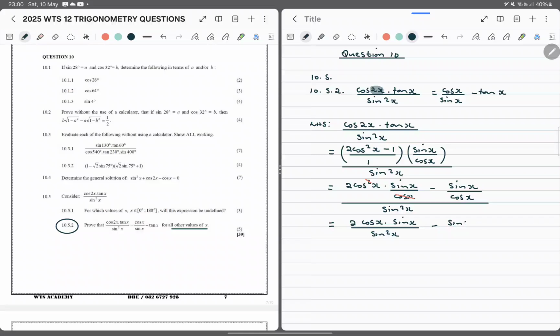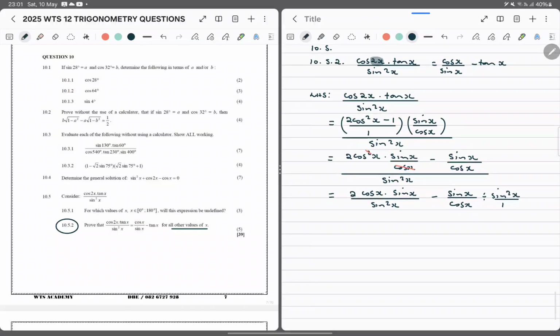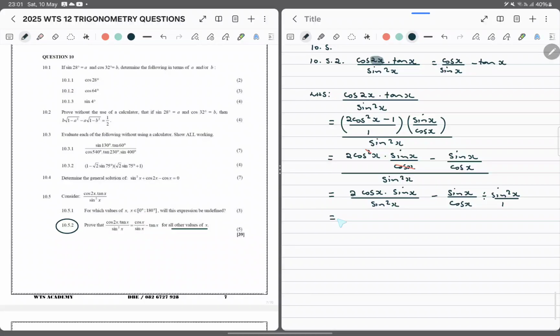This is sine x over cos x. This one is also divided by sine squared x over 1. Remember, each term in the numerator is divided by this. I'm feeling like there's a crime somewhere because I have a 2. I don't know what I'm going to do about it. How did I end up with the 2?